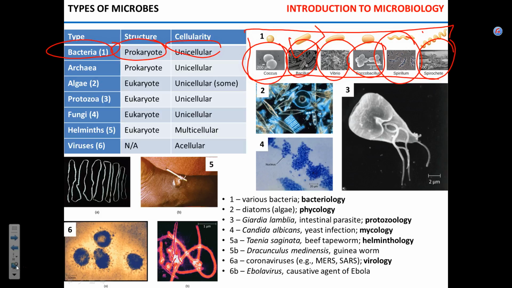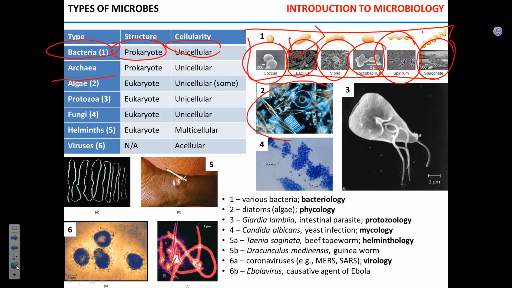Okay. Archaea, they're not in the picture. Shape-wise, look-wise, they're almost indistinguishable from bacteria. But as we will learn later, they are fundamentally different. They're also unicellular, they're also prokaryotic, they don't have a nucleus, they don't have organelles, but somehow they're very much different from bacteria.